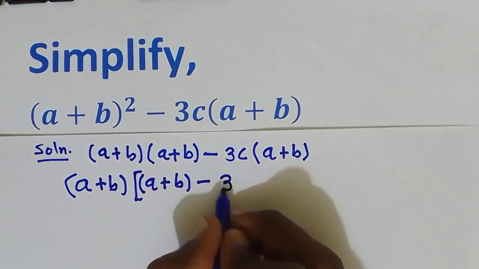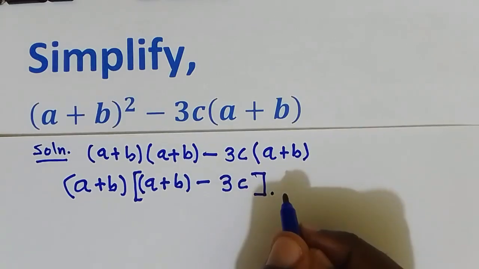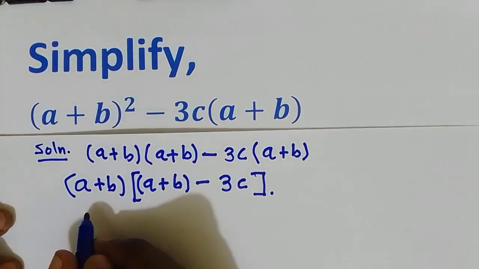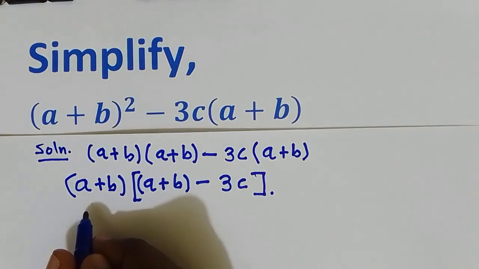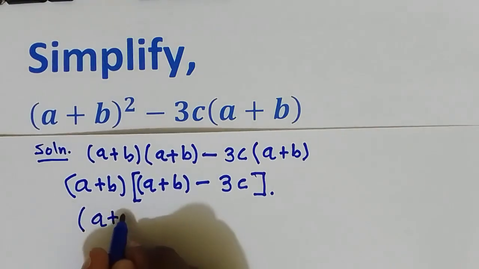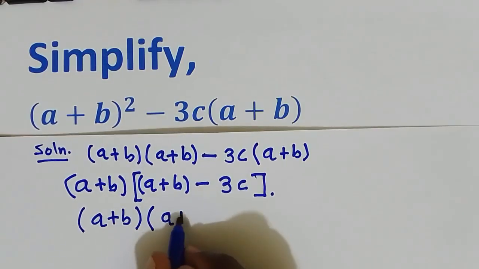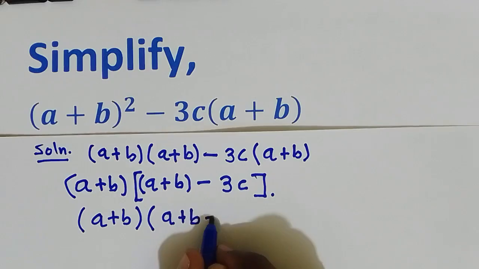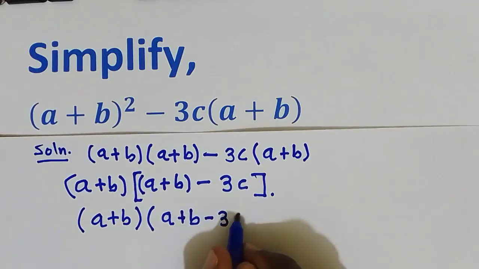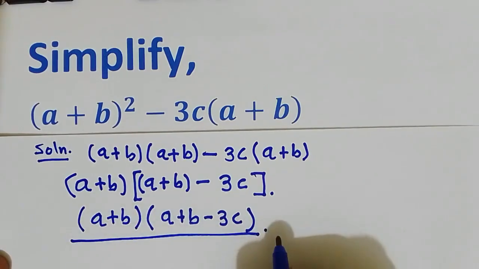minus 3c. So our simplified form is going to be (a + b)(a + b − 3c). And this is our simple form.